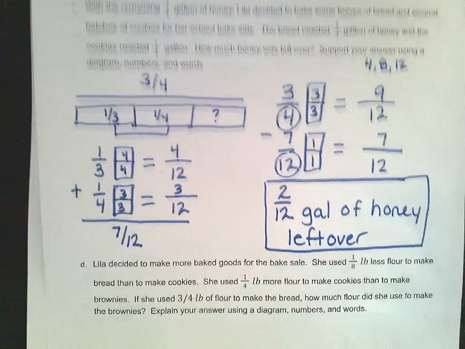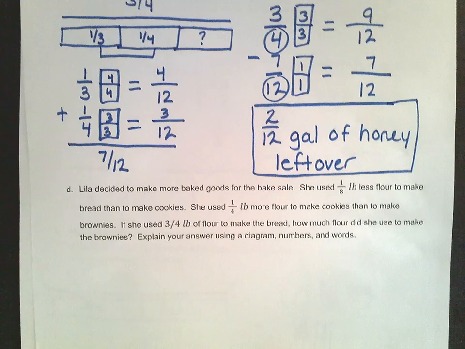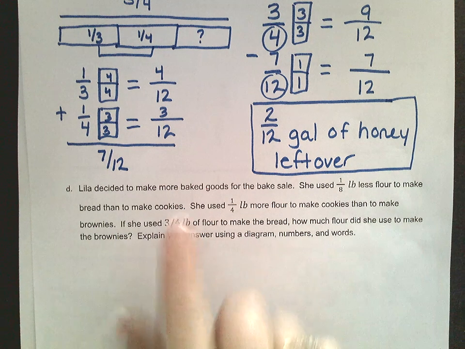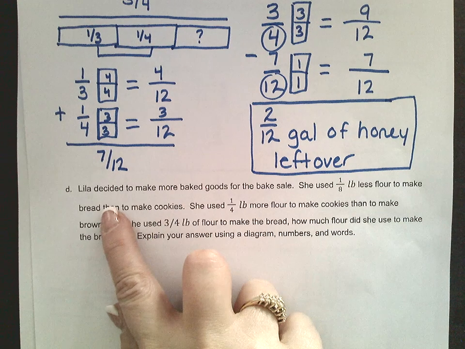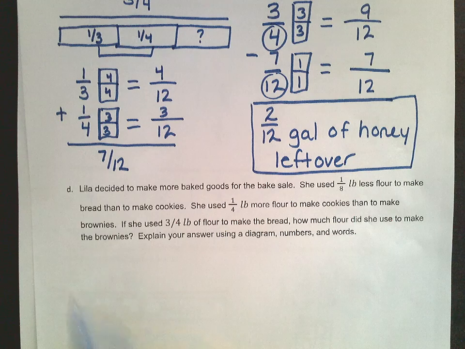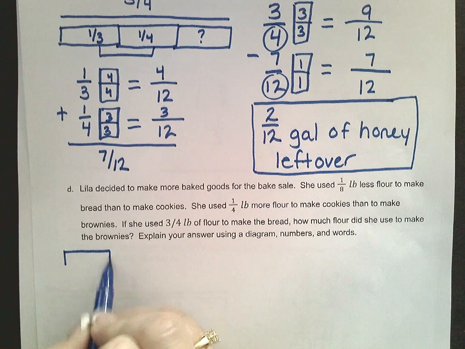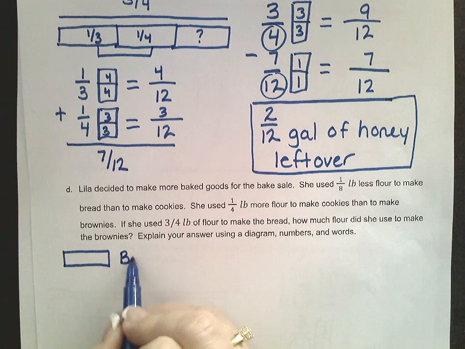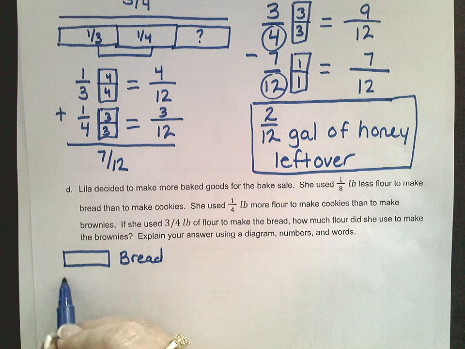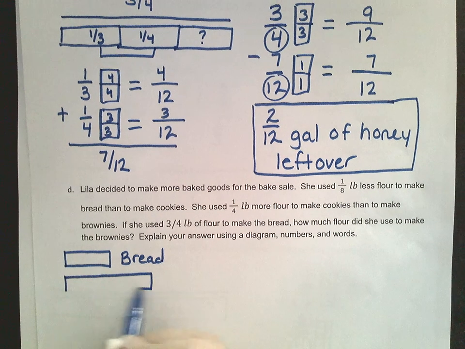So this one's a tricky one, so you kind of got to read through it. Lila decided to make more baked goods for a bake sale. She used 1/8 pound less flour to make bread than to make cookies. So less flour for bread than cookies. That's important to know. So I'm actually going to draw that real quick to remind myself. So there's bread. And then cookies is actually going to be more.